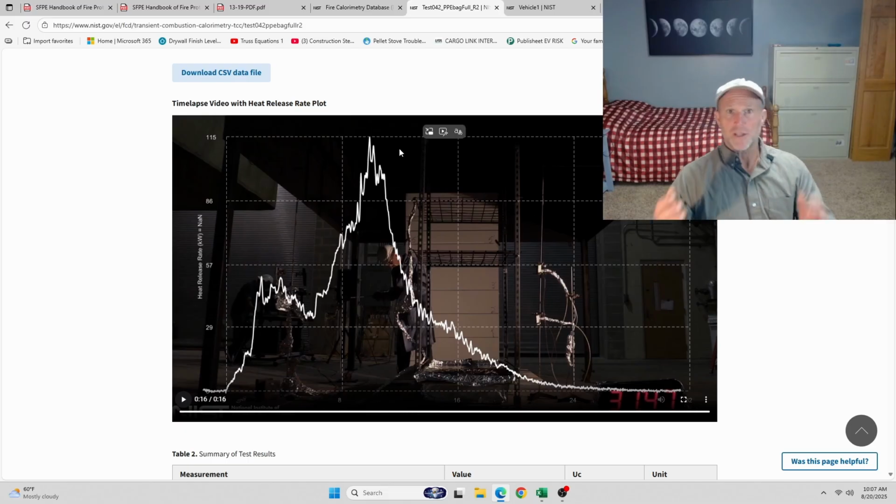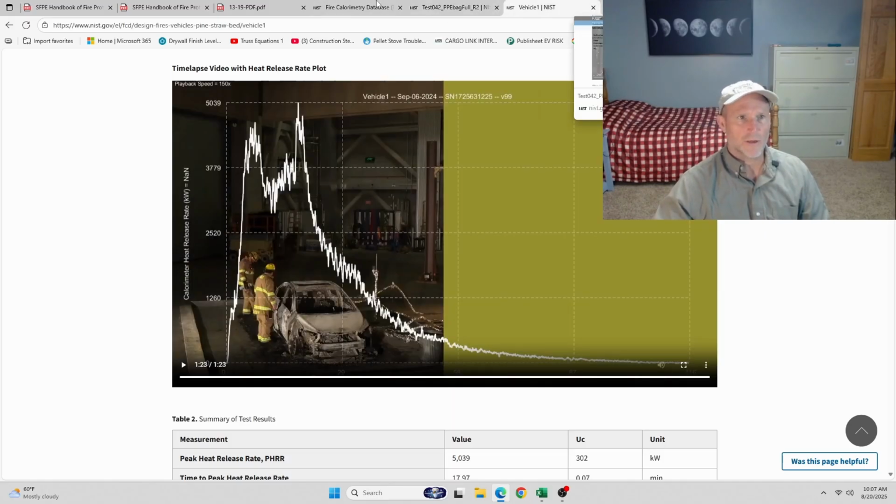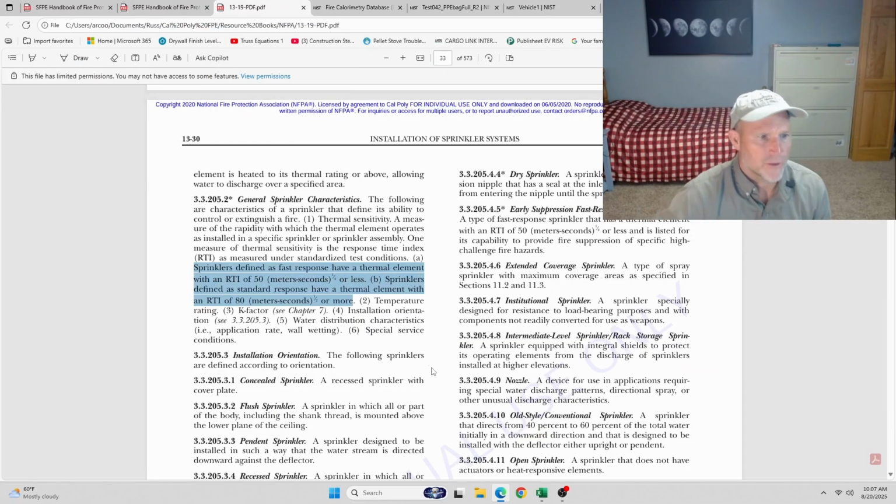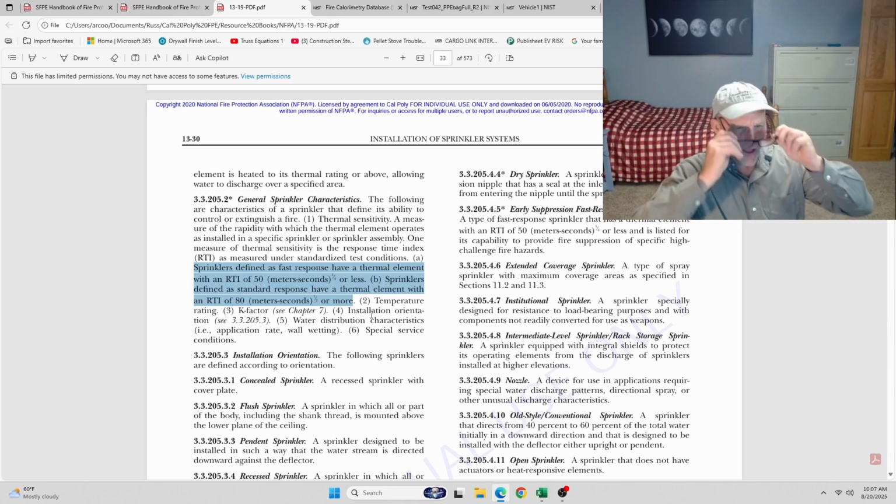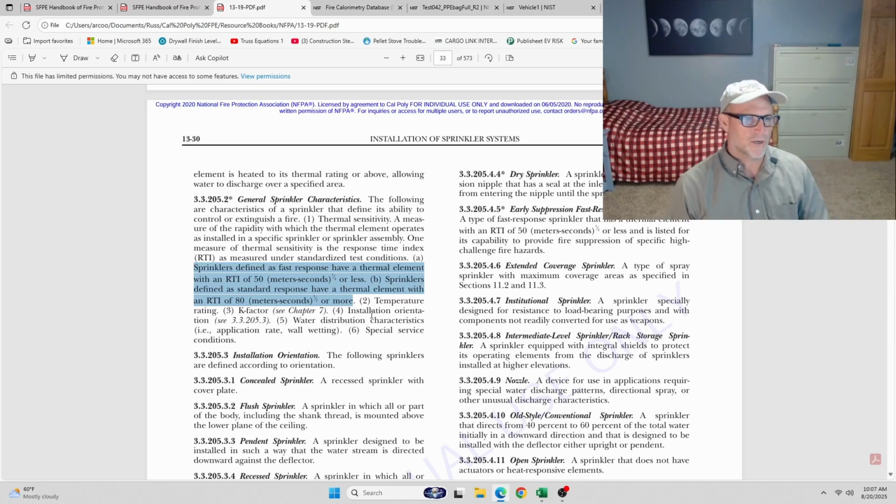But the question is, if you're in a suppressed building and you had a trash can fire, how long would it take for that fire to initiate a sprinkler head? And I want to show you a couple differences in terms of sprinkler heads. If you go to NFPA 13, that's the standard for water-based fire suppression systems. And there are several values, or characteristics, of sprinkler heads you should consider.